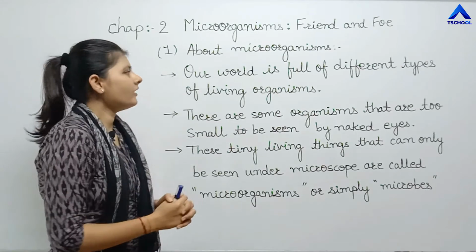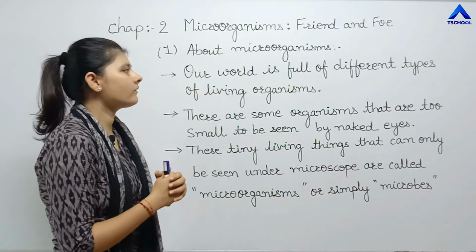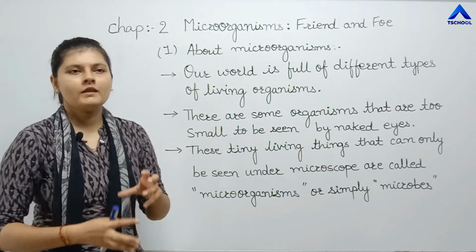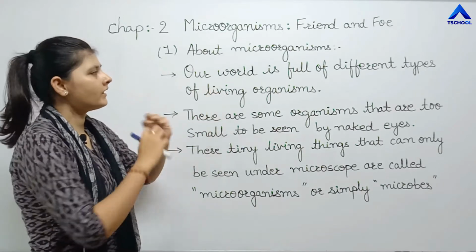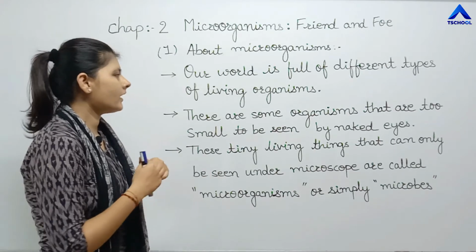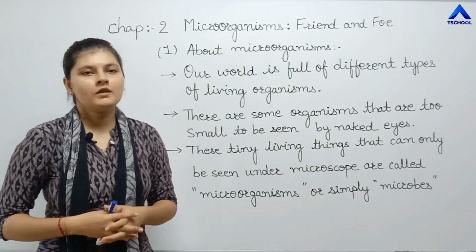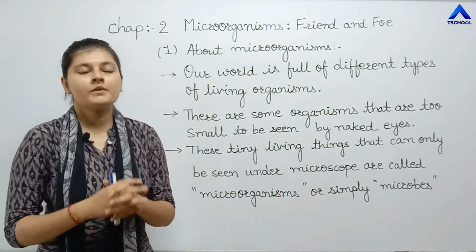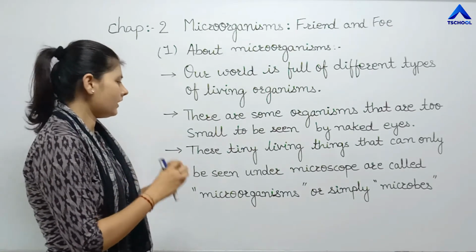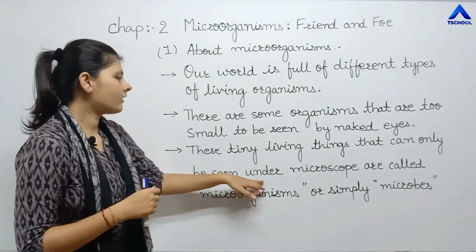Okay, so talking more about microorganisms, our world is full of different types of living organisms, right? So we have seen the plants and animals, right? So now we can tell that there are different types of living organisms, right? But there are organisms that are too small to be seen by naked eyes. So as I talked earlier, microorganisms cannot be seen with your naked eye, right? These tiny living things can only be seen under the microscope.